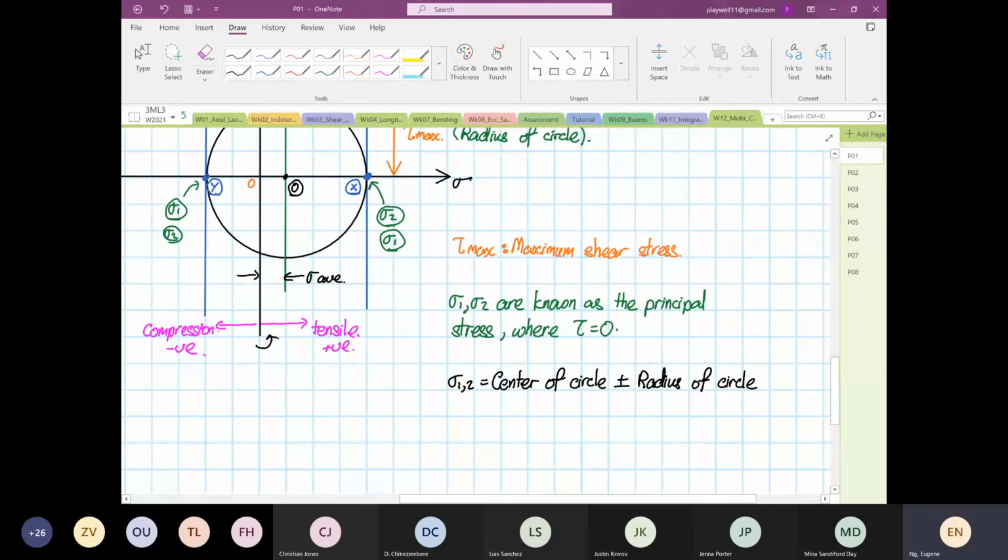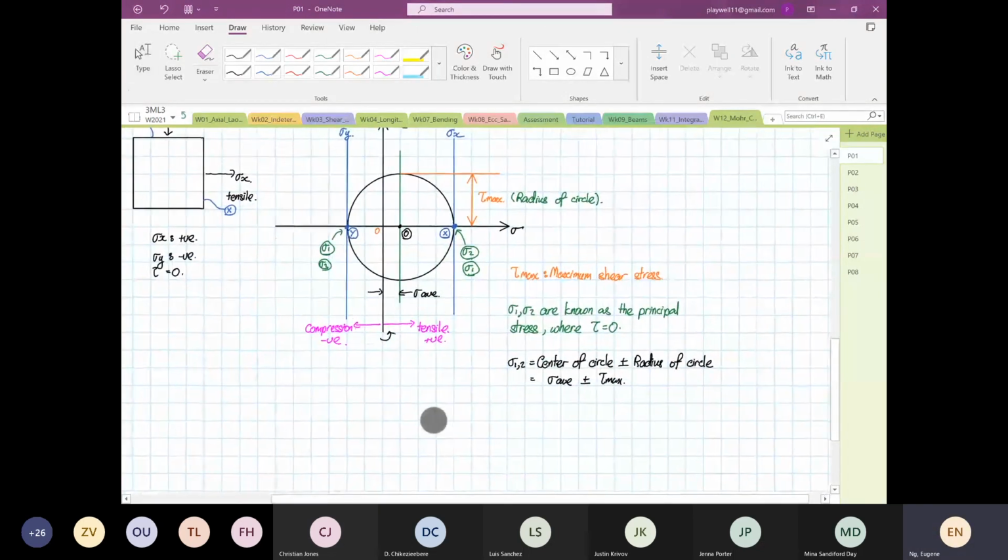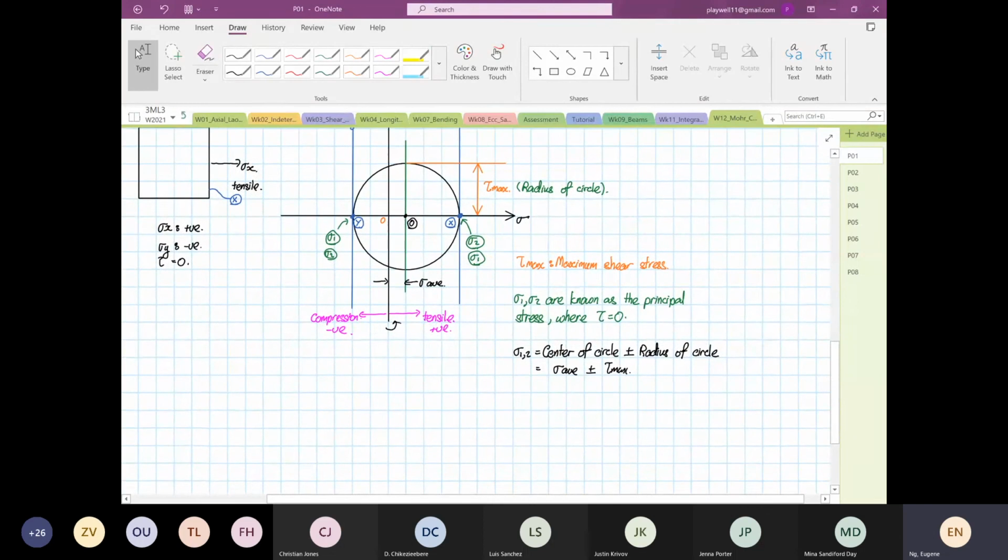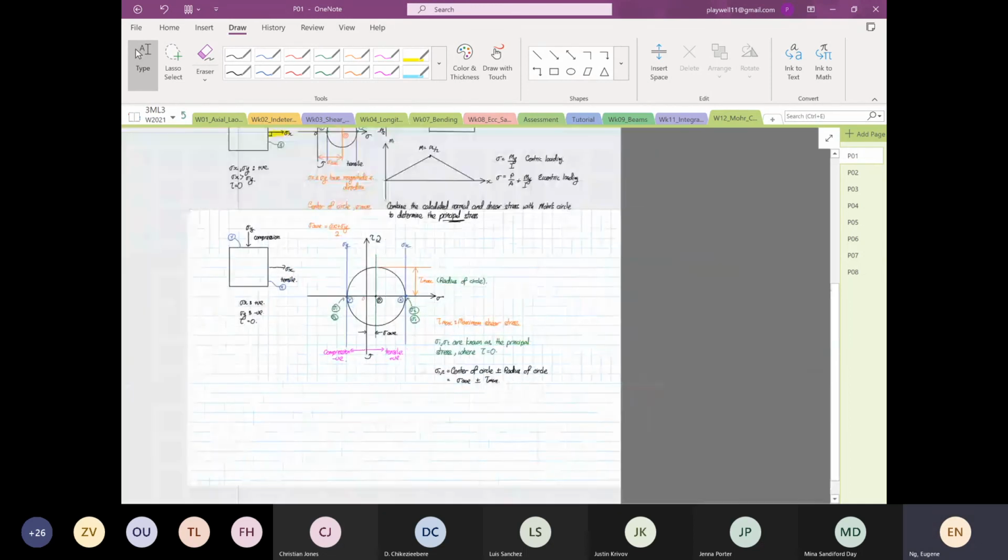Okay, so this is equal to stress average plus or minus tau max. Later on, I'll teach you how to find tau max, which is really straightforward. Right, so this is what the normal stresses will do to your Mohr's circle. These are the normal stresses.